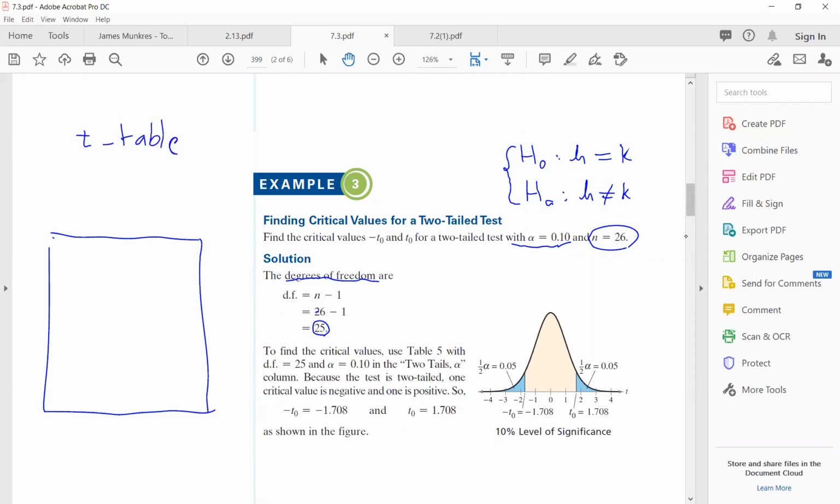On the first column, we have degrees of freedom, which is 25. And on the first row, we have a two-tailed test. Two-tailed alpha equals to 10%. The intersection between these two is a positive number, which is equal to 1.708. Now, since you have a two-tailed graph, you have a negative and a positive critical value, dividing the rejection region and non-rejection region.